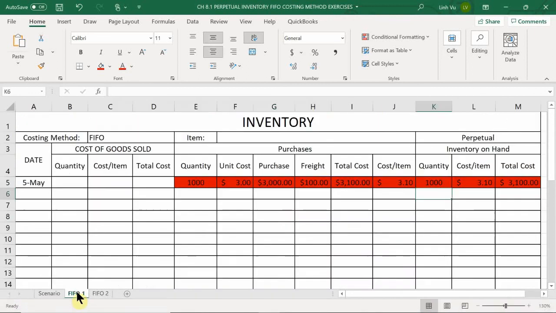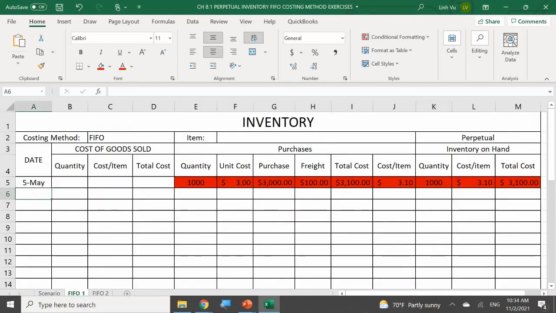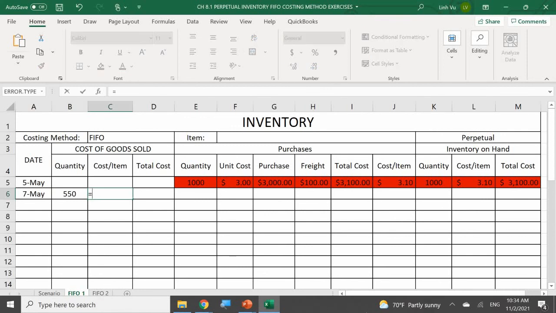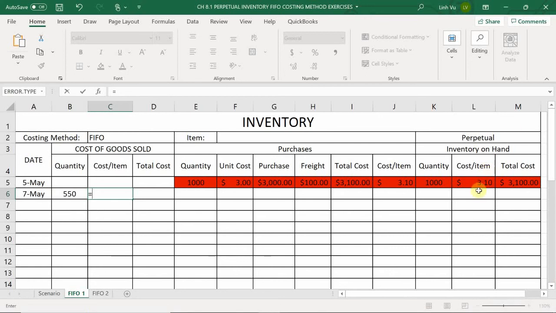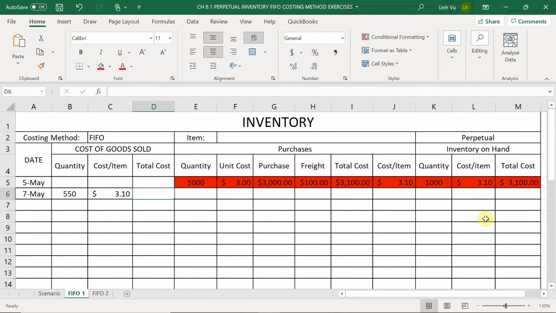I'm going to go to my inventory worksheet. It is May 7. I sold 550 units. Now in this case, I only have one batch of inventory, right? What is my cost per item for this batch of inventory? $3.10. Okay? So then I need to calculate how much 550 times $3.10 is going to equal.